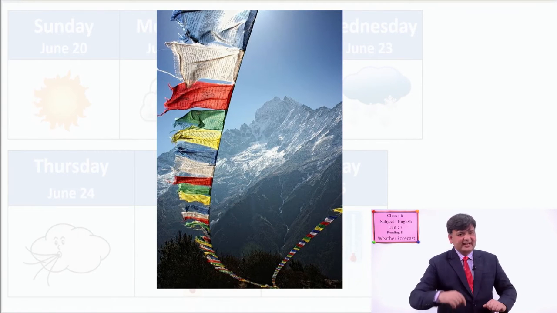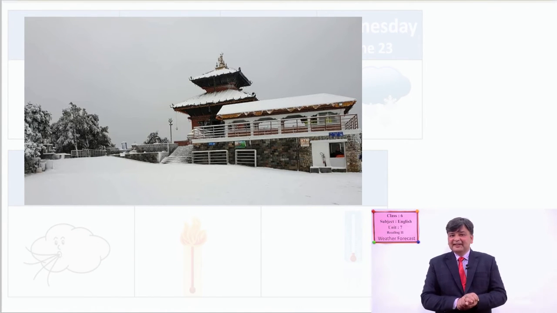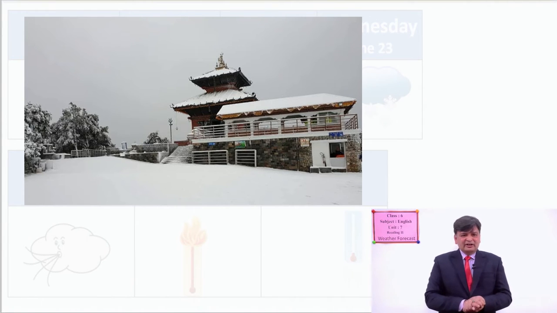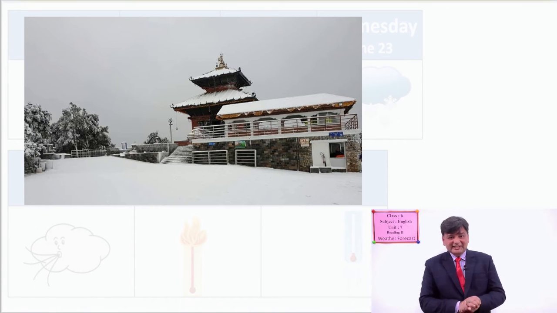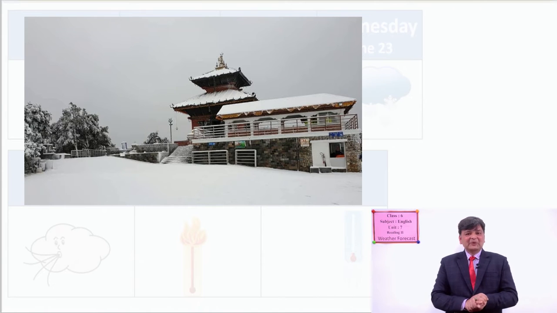Let's have a look at the next picture. So there is a temple. It's on the top of a hill maybe, okay? So have you been there? Does anybody know this place? You have seen it on television. Okay, very good. So can you name it? Valeshwar Temple. Where is it? Chandragiri. Good. Have you been to? You have been to. Good.